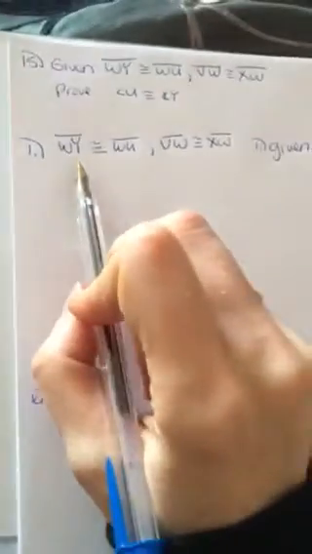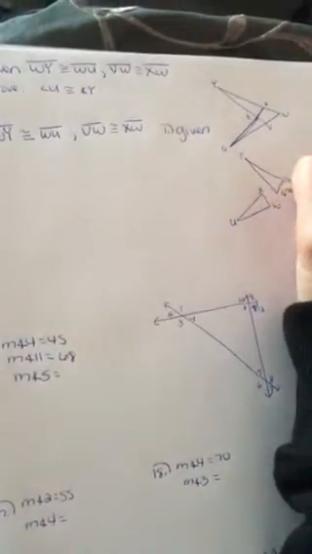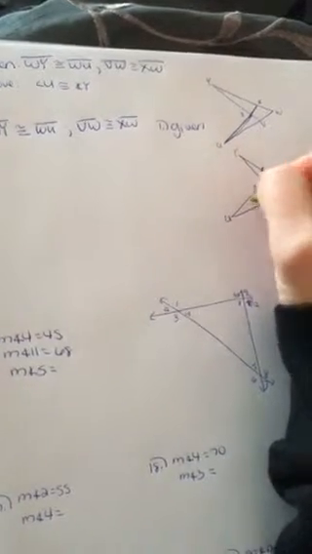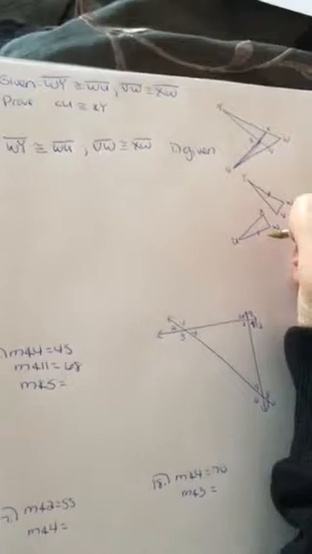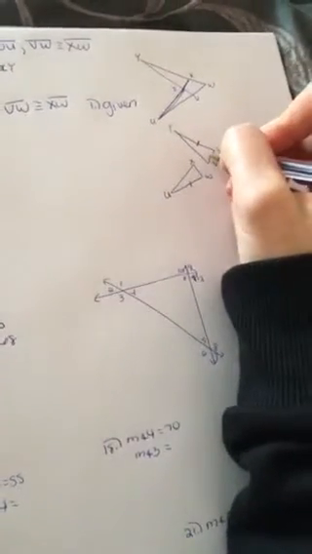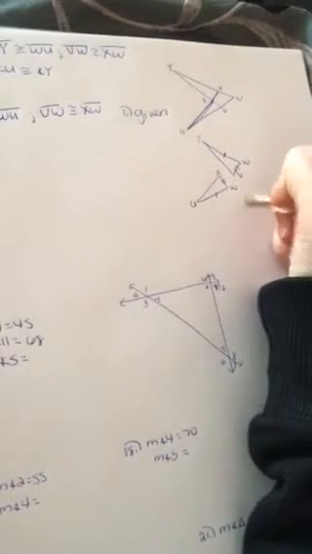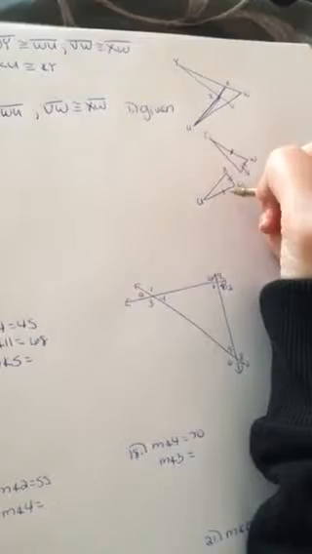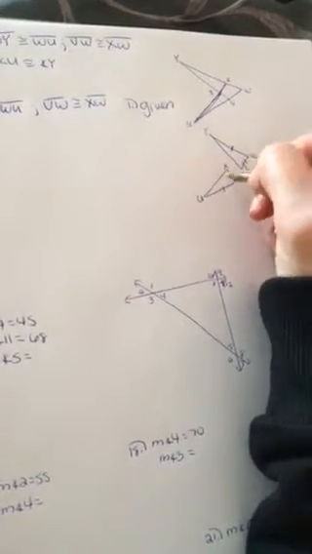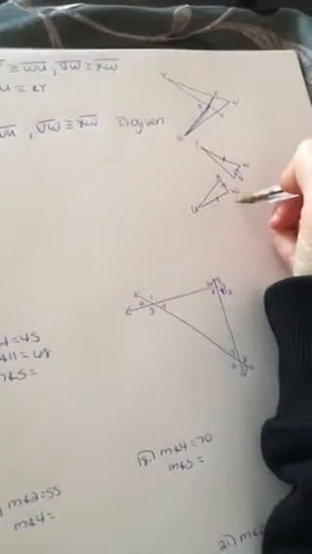Okay, so I have WY is congruent to WU. So WY, where are you? You're right here, and WU is here. And then VW and XW are congruent. So here's VW and here's XW. So I have two sides. So I either need to find this angle is congruent or maybe another side, because for two sides and an angle, the included angle has to be congruent.